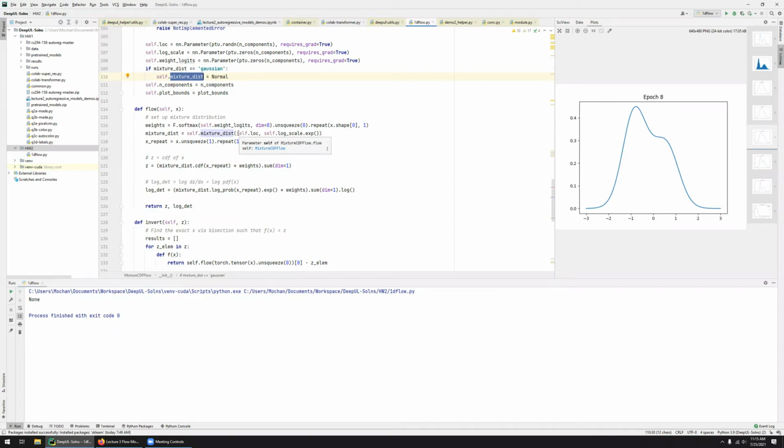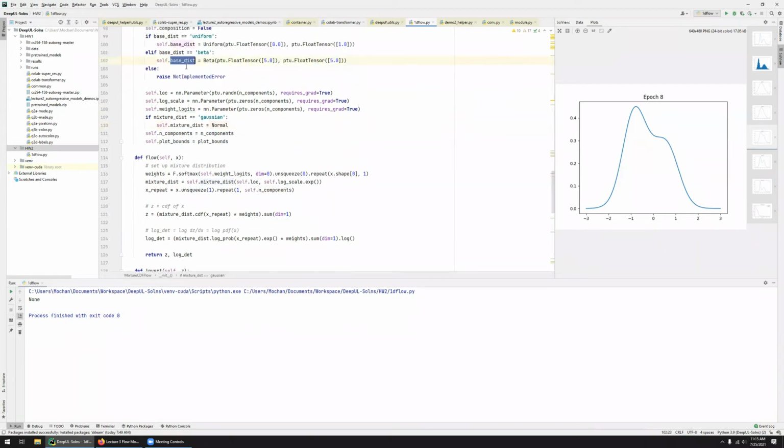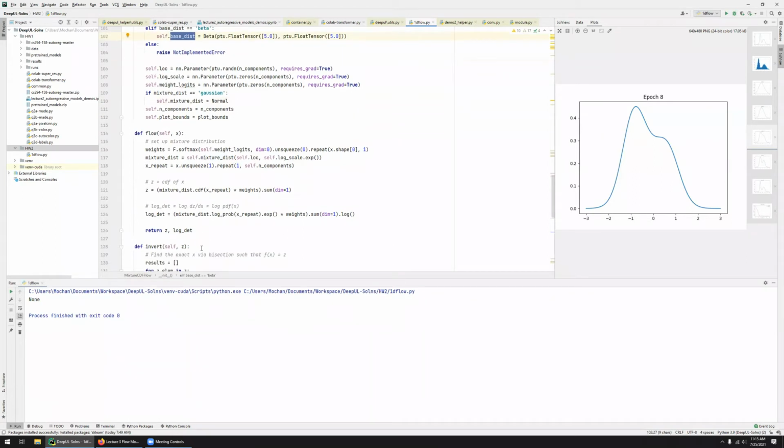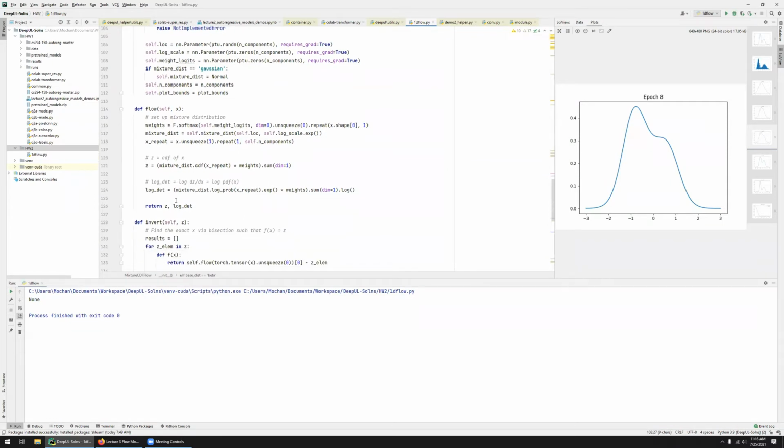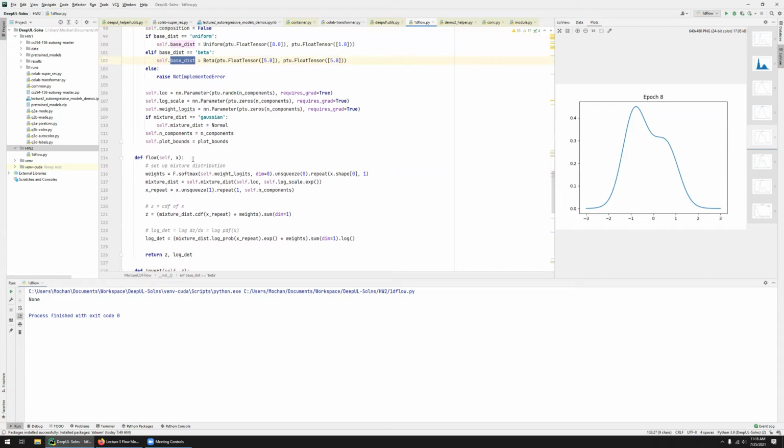Yeah, I'm still not quite sure. The other thing is the base distribution is uniform here, but it's not part of the flow in any way. It's not used anywhere in the flow part. X is just the input in this particular case.